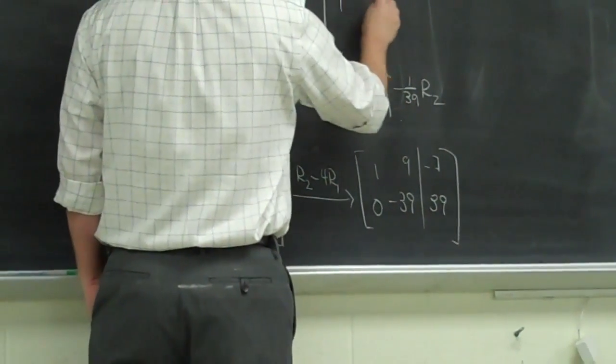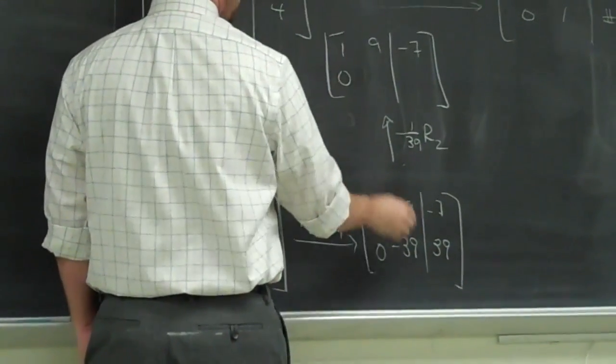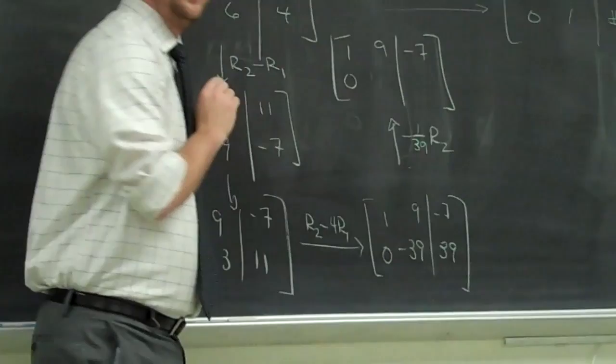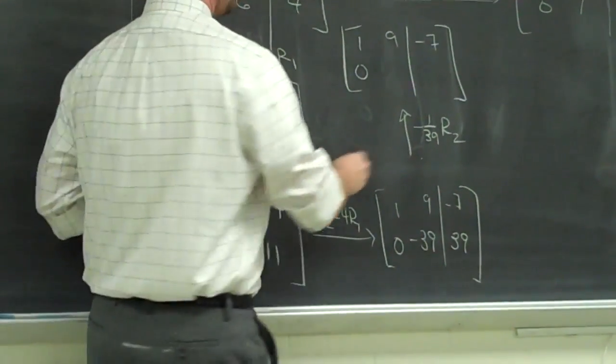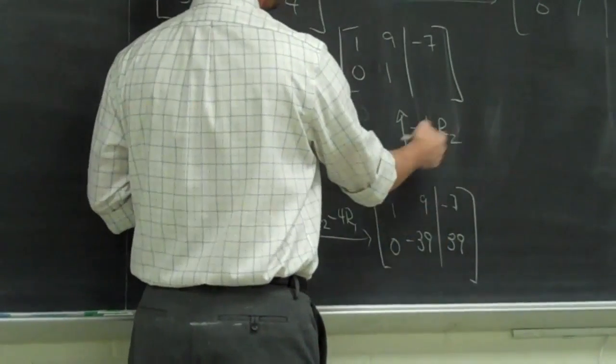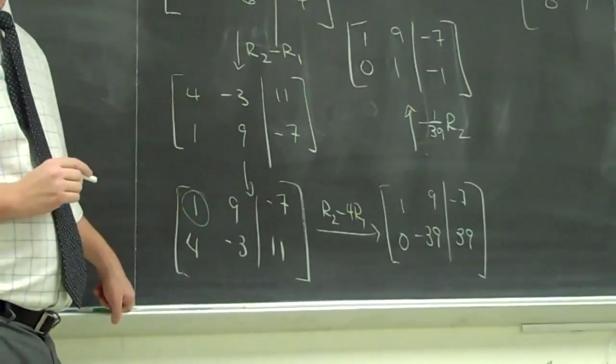So row 1 is still 1 and 9, -7. And this is now 0, because 0 divided by anything is still 0, right? And -39 divided by -39 is 1. Positive 39 divided by -39 is -1. And I got one more step.